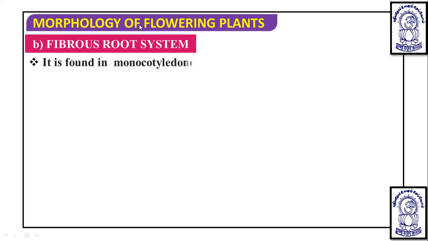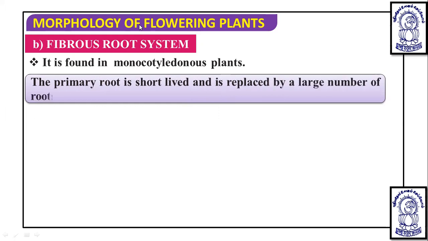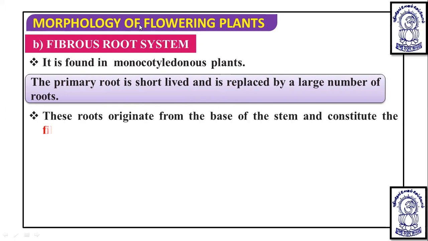As taproot is found in dicots, the fibrous root system is found in monocotyledon plants. In this, the primary root is not persistent for a long time. It is short-lived and gets replaced by a large number of roots at the base of the stem. These roots originate from the base of the stem and constitute the fibrous root system. The fibrous root system is seen in a monocot plant like wheat, whose scientific name is Triticum vulgare.